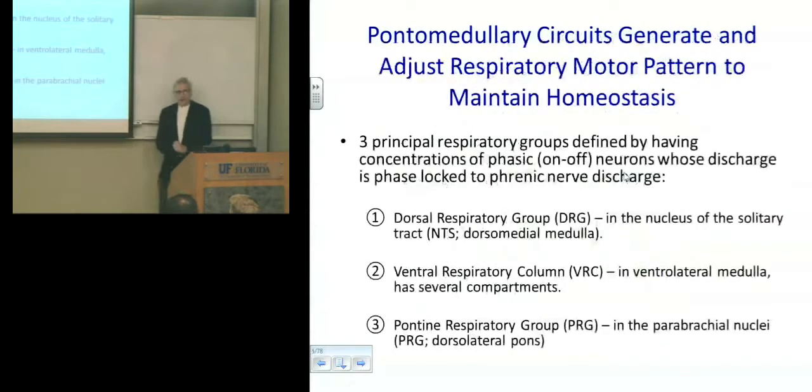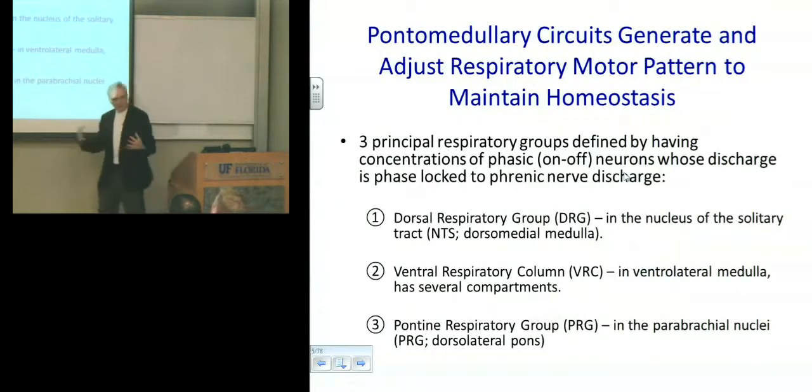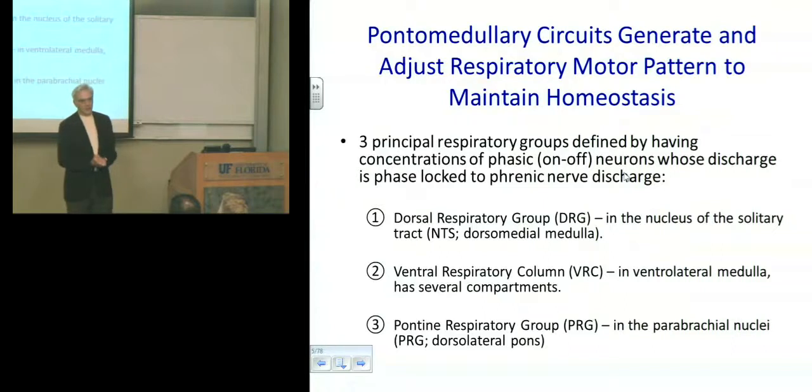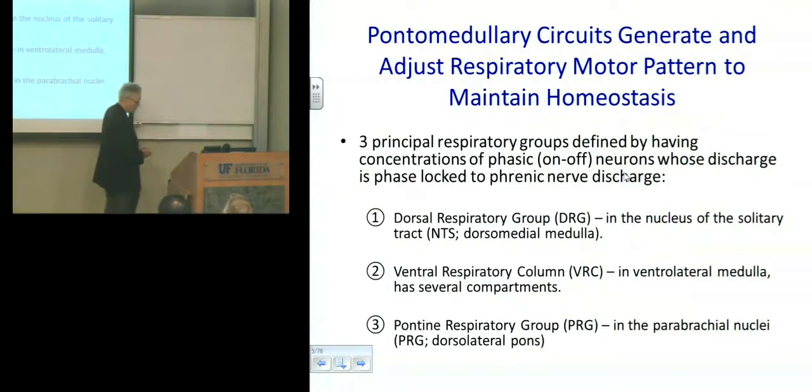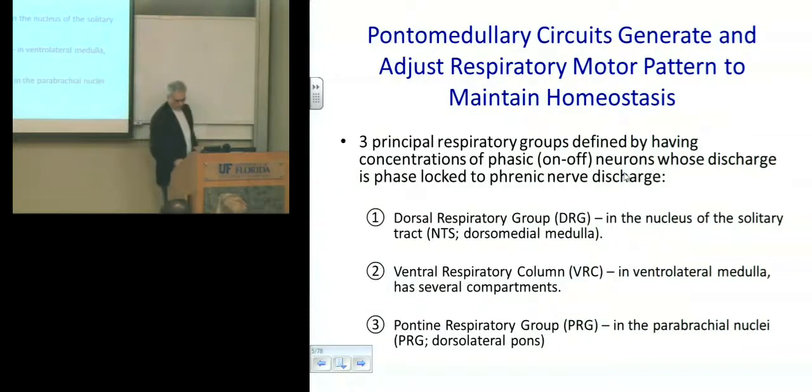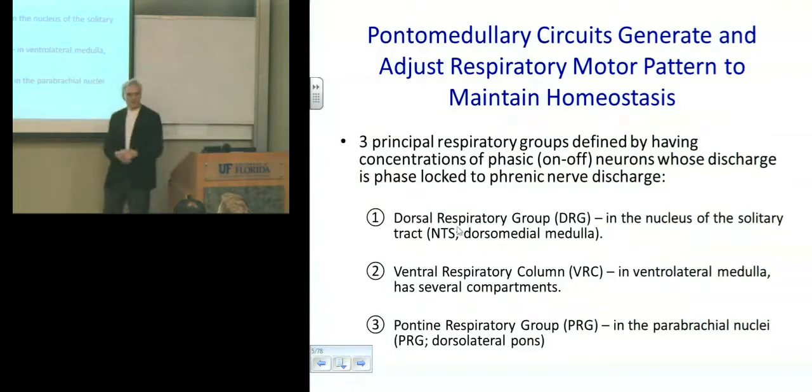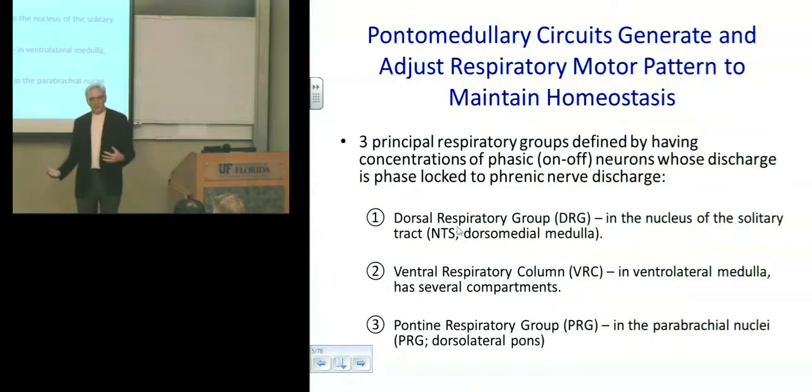And when you do that, you come up with, historically again, what have been three groups of respiratory neurons in the brainstem. So this is the pons and the medulla. And so dorsally in the medulla, dorsomedially, you have what's referred to as the dorsal respiratory group, and it's associated with the nucleus of the solitary tract, which is that site of termination of primary afferents coming from the lungs and the airways and the vagus and the glossopharyngeal nerves.